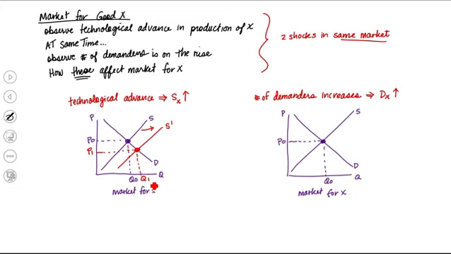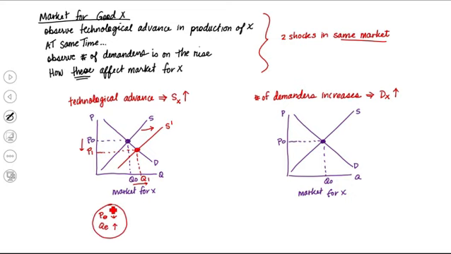So last step, if you remember, is we have to summarize the impact on equilibrium price and equilibrium quantity. Do you agree that the technological advance makes price go down, right? Because we see that price decrease from P0 to P1, and we see quantities going up.